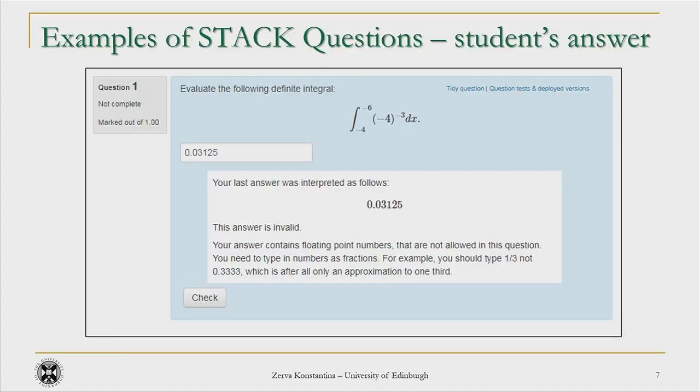Another interesting thing is that we separate correctness from validity. What I mean is, as a teacher, I may not want to allow students to type floating point numbers. Why type floating point numbers? They don't really exist, do they? So if a student puts in an answer like that, they won't get penalized, because they will receive a comment that this answer is invalid. We don't want to penalize students for validity, but just for correctness.